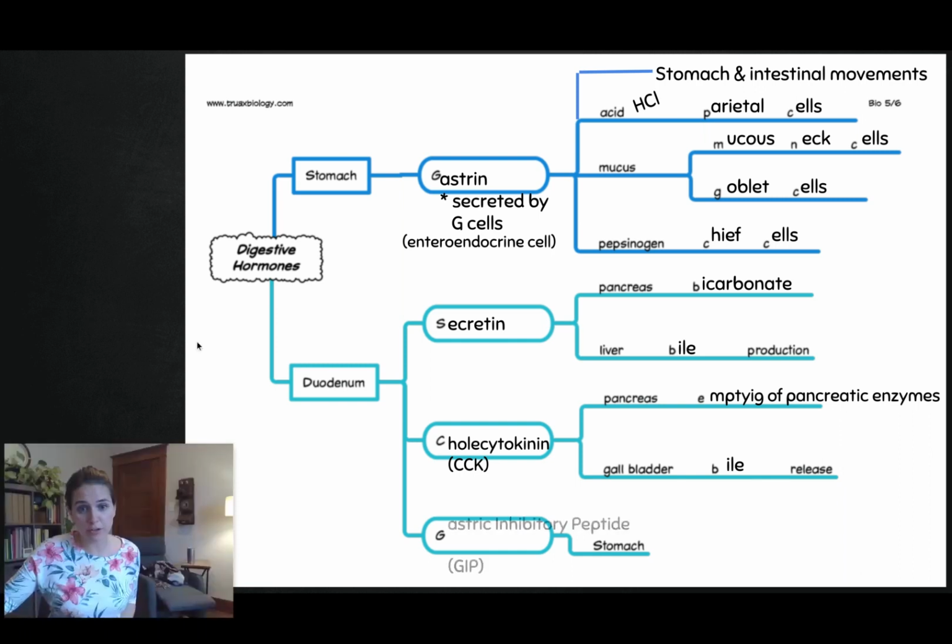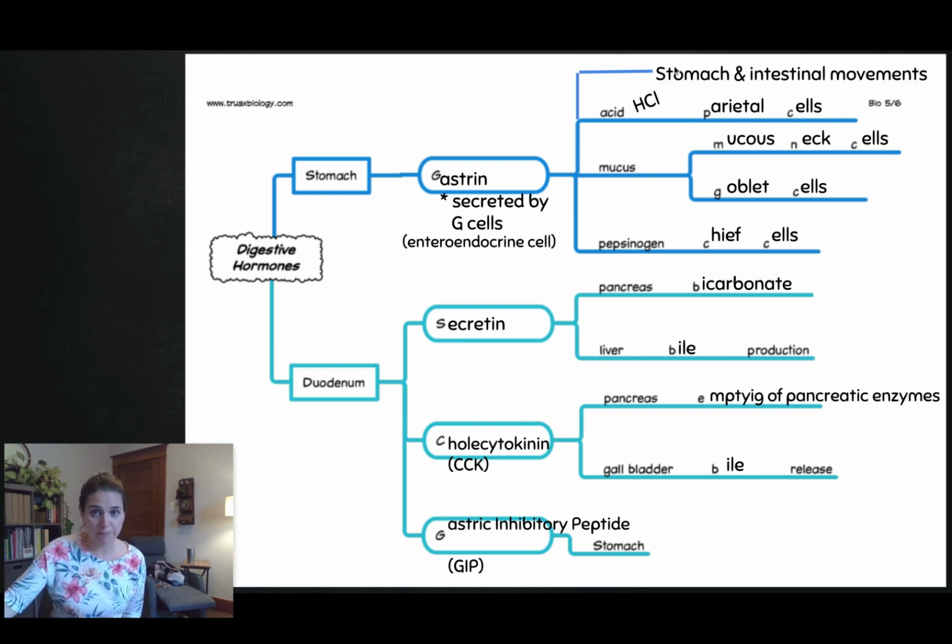And then the third hormone that gets released is called GIP, gastric inhibitory peptide. The word inhibit means to stop or halt, and gastric is in reference to the stomach. And so this hormone tells the stomach, all right, we're starting to empty the stomach into the small intestine. You can stop producing all of this stuff.